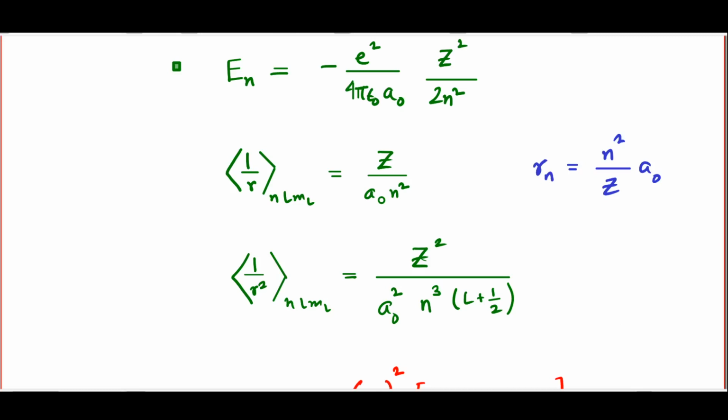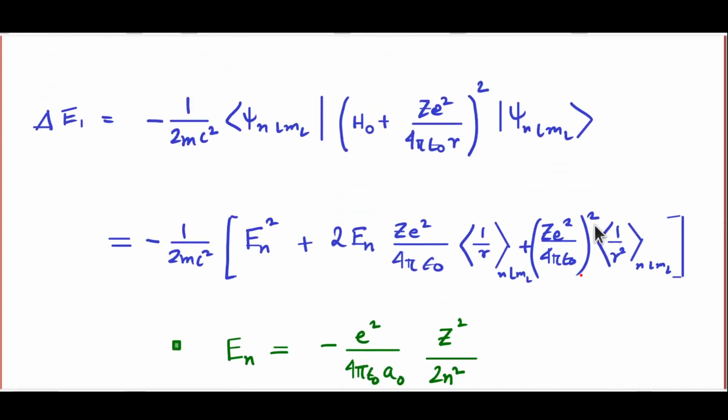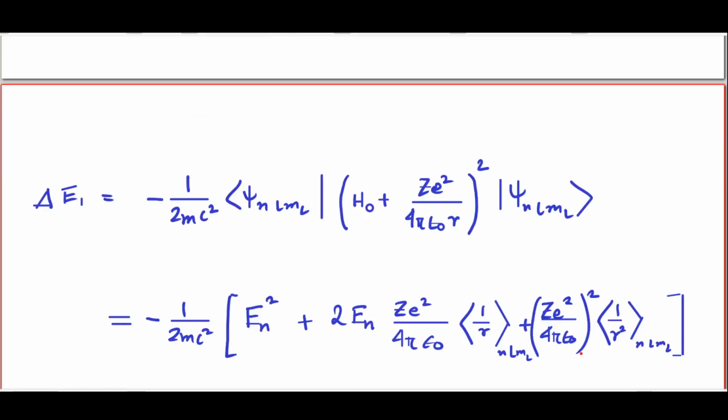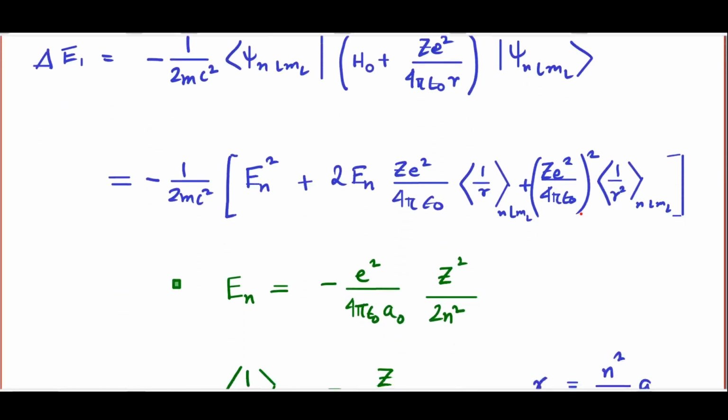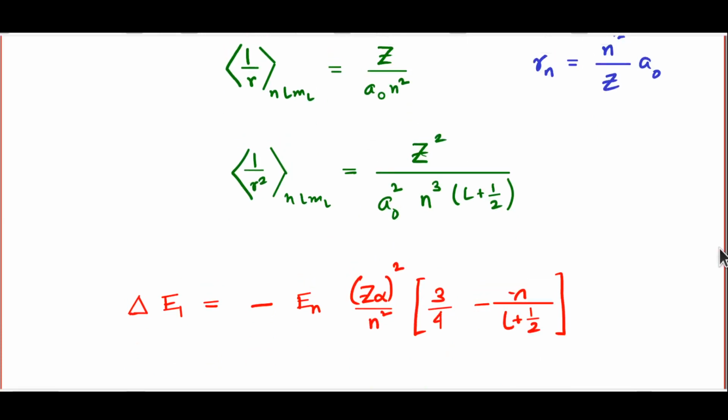Now what we need to do is take these three quantities, En, the 1 by r expectation value and the 1 by r square expectation value, plug them back in this expression for delta E1, and then after some algebraic simplifications, you will end up with this expression for delta E1. The first order correction in the energy level En due to the first term H1 prime in the perturbation. Note that delta E1 actually depends on N and L.